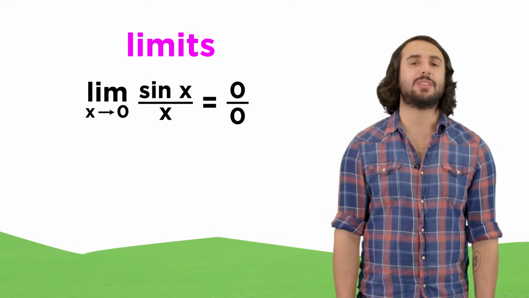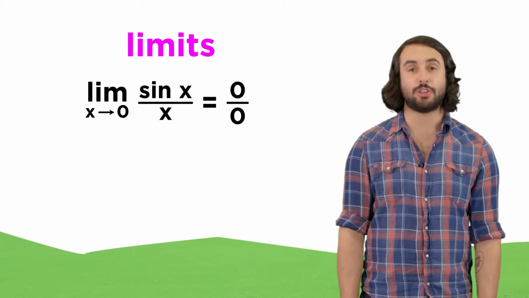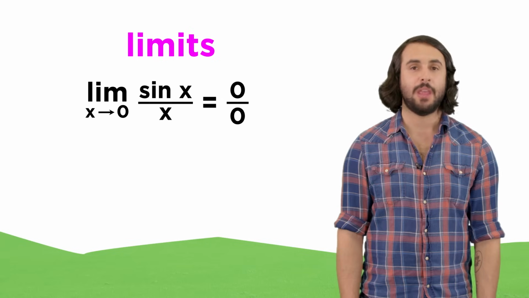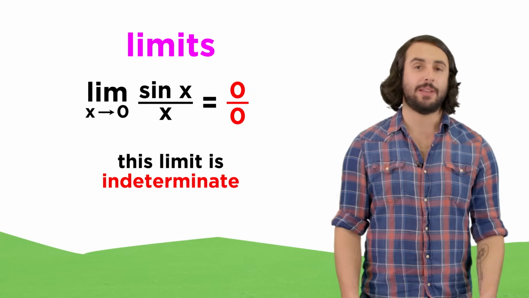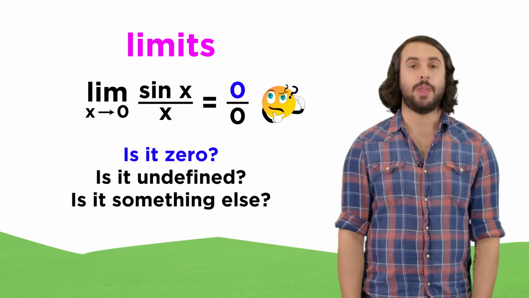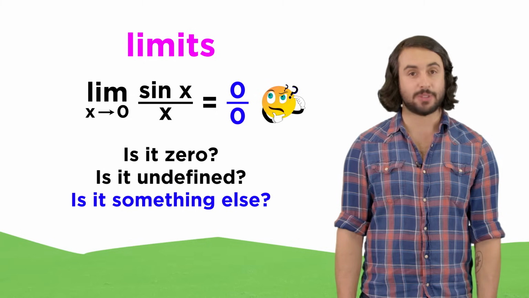When examining these, we saw that we ran into problems when trying to evaluate limits for functions where both the numerator and denominator approached zero. This limit is indeterminate, meaning we just don't know what it's doing. 0 over anything is 0, but anything over 0 is undefined, so we just can't interpret this result.